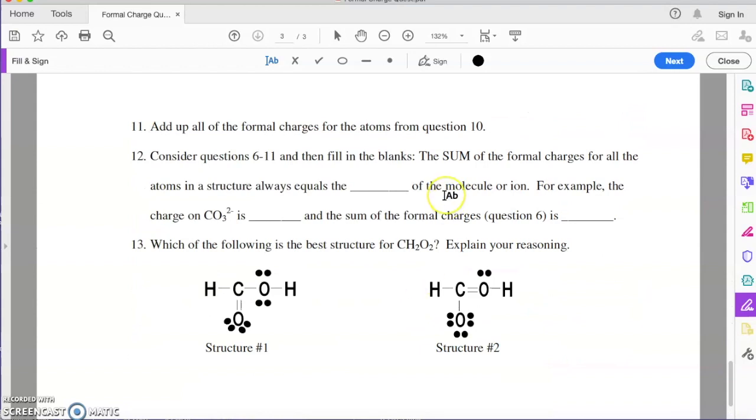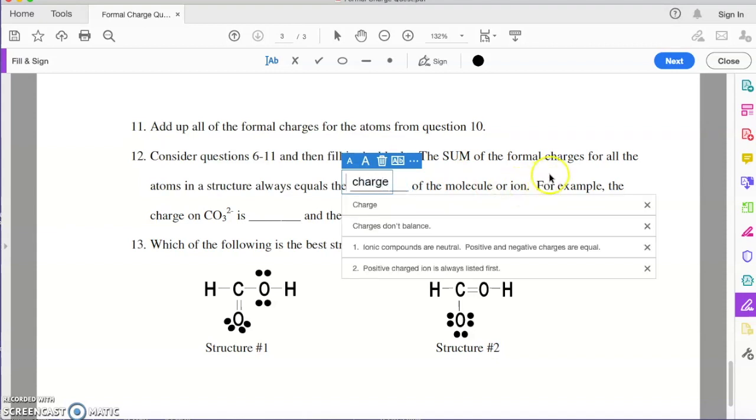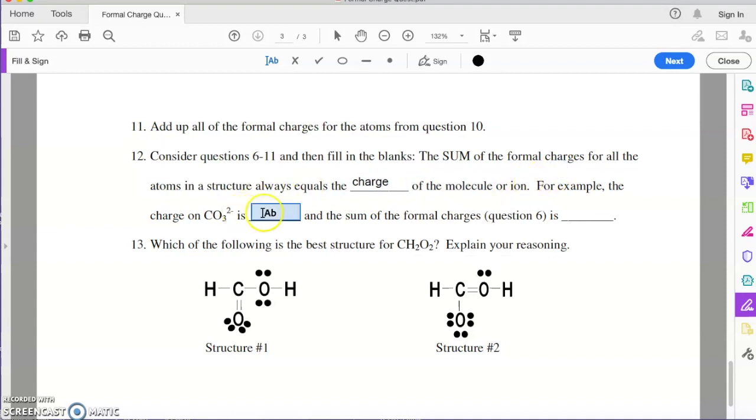All right, so we've done them. So a few things to fill out with these charts. The sum of the formal charges for all the atoms in a structure always equals the charge of the molecule or ion. For example, the charge on carbonate is -2, and the sum of the formal charges also is -2.